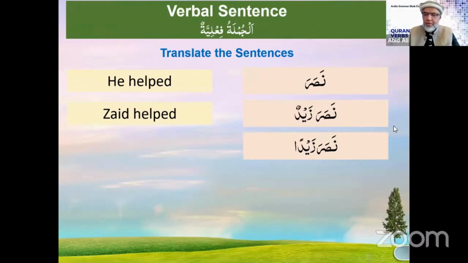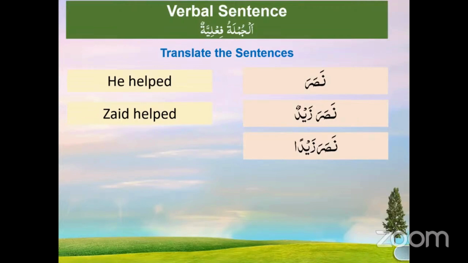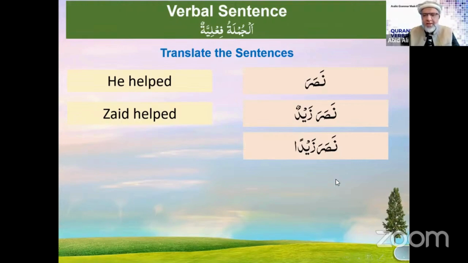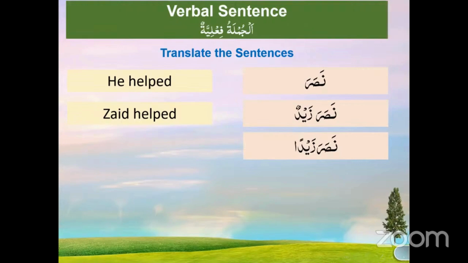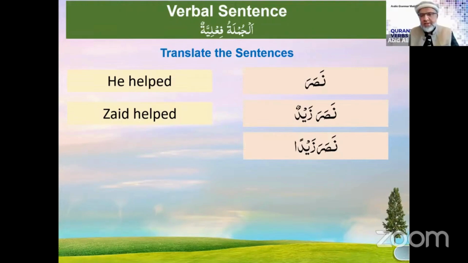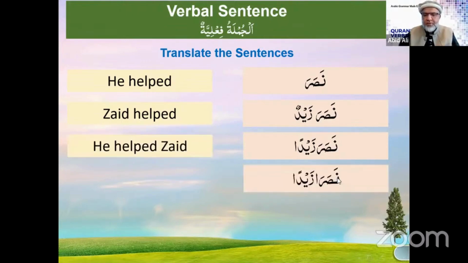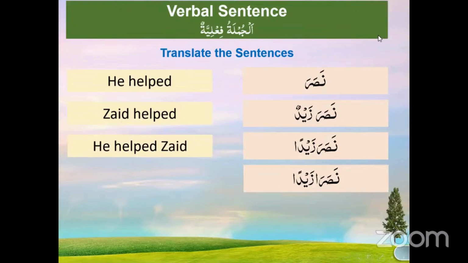Mashallah, very good. How did you figure out that he's helping somebody? Nasara, he helped, and Zaidan is maf'ul. Good job. That's exactly what I wanted to find out. You understand that? I'm happy. Brother Fahad, next one you. Nasara Zaidan. It's the same.